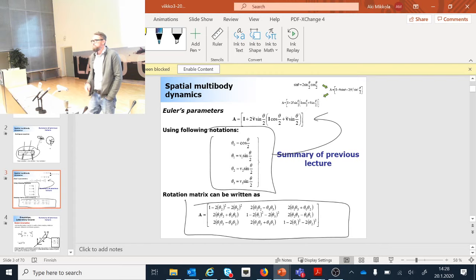Now, when we look at the written exam, I could ask, what's the difference between Euler angles and Euler parameters? Are you able to answer that question already now?